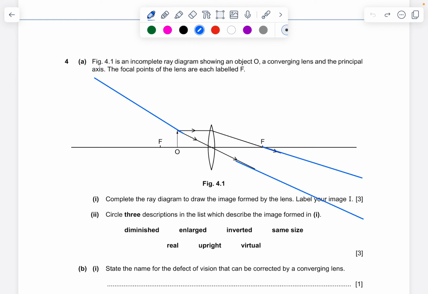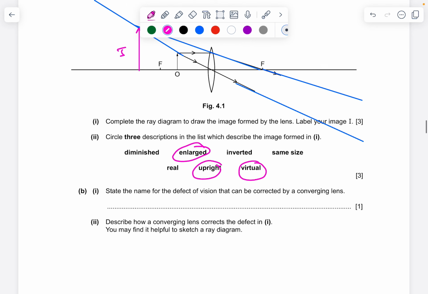So let me do it neatly. Over here it can be clearly seen that an image is formed. Now the ray diagram is completed. Tick the correct three descriptions in the list which describe this image. We can see that it is clearly enlarged and upright, and it is virtual because it is not formed on the opposite side. It is formed on the same side.